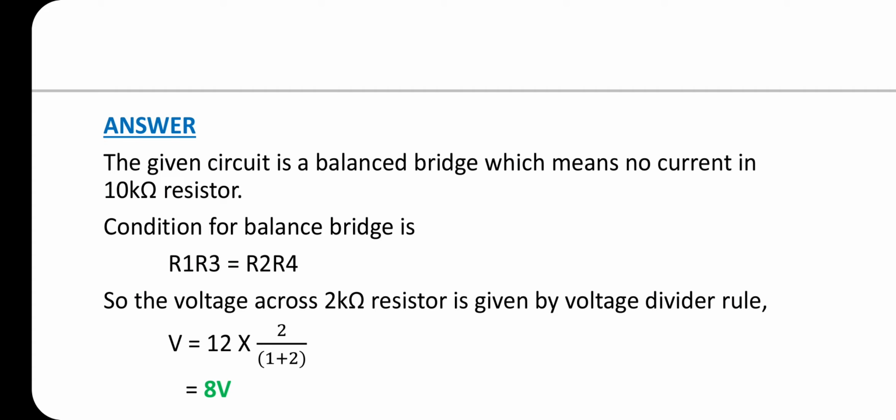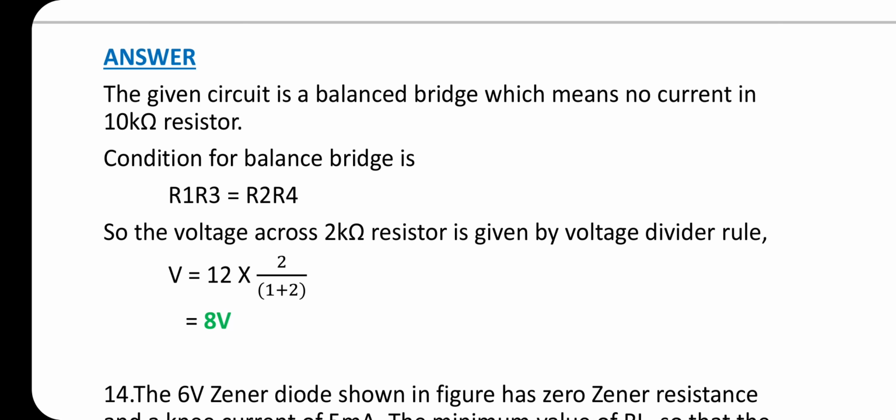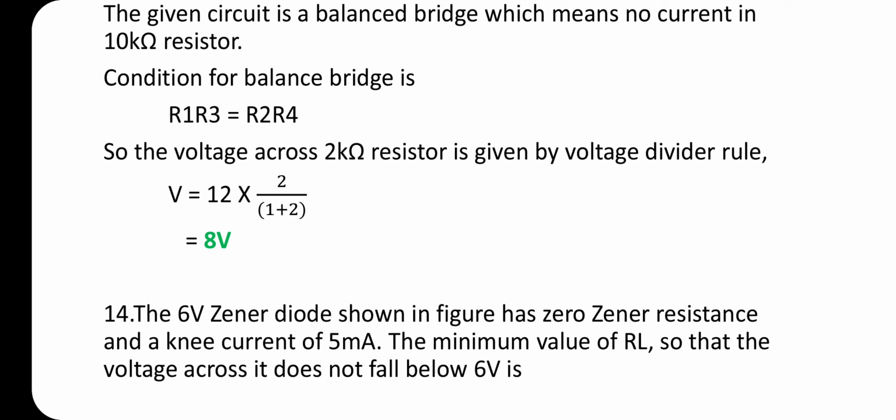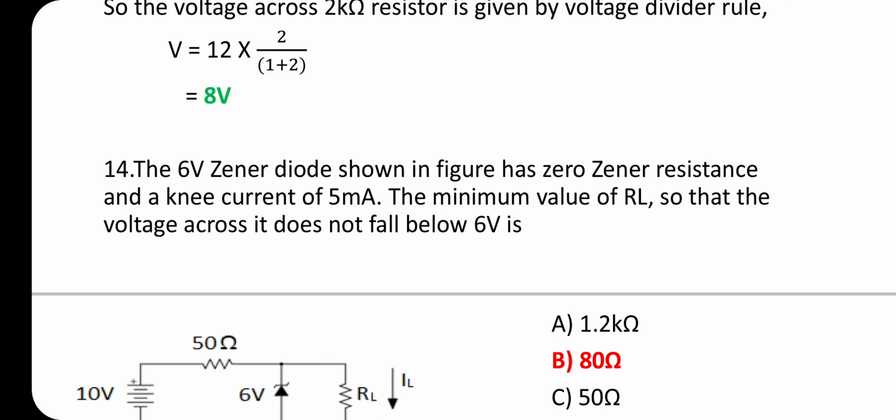In the given circuit, we said the condition for a balanced bridge is R1 R3 equal to R2 R4. So the voltage across the 2 kilo ohm resistor is given by the voltage divider circuit. V equal to 12 into 2 by 1 plus 2. We get V equal to 8 volt.